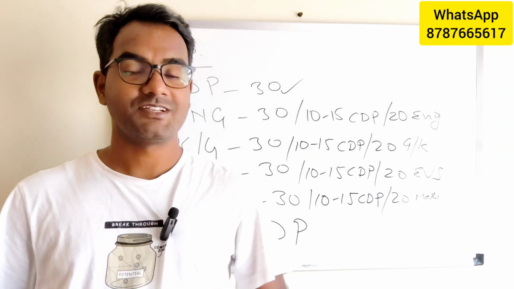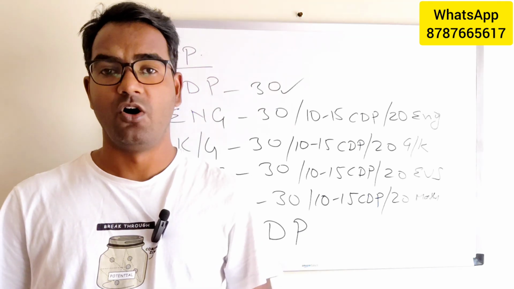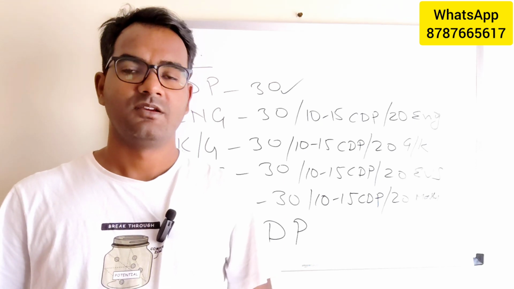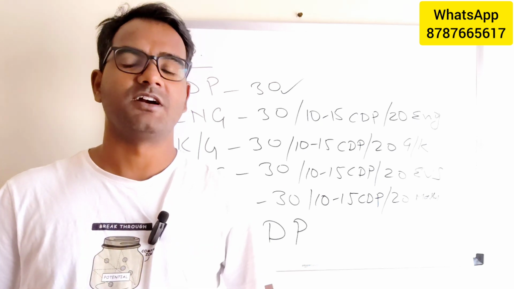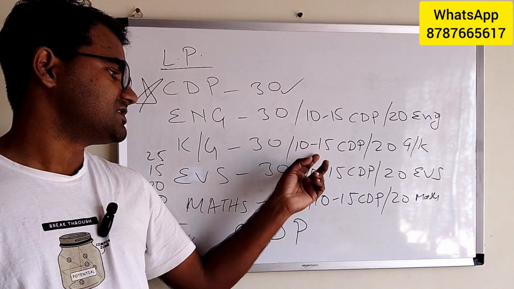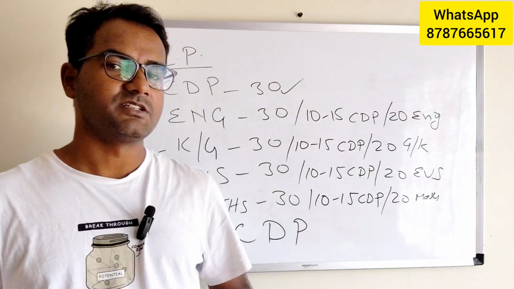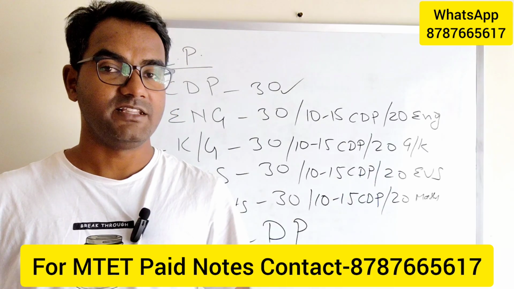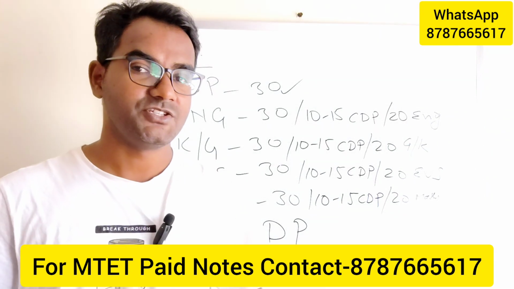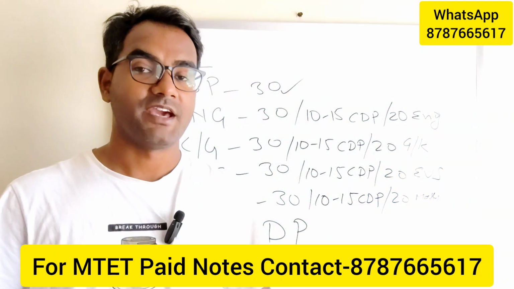Now my point is that, my dear friends, you please focus mostly on the CDP portion, that is child development and pedagogy, right? Focus on that, because almost everything comes from CDP. Here you are getting 10 to 15 in English, 10 to 15 in Garo Khasi, 10 to 15 in environmental studies, and 10 to 15 in mathematics, and here you are getting 30 questions. So when you add them, it becomes a large number of marks. So there is no chance, I guarantee you, that you will fail if you follow my advice.